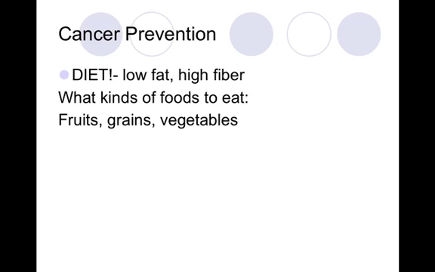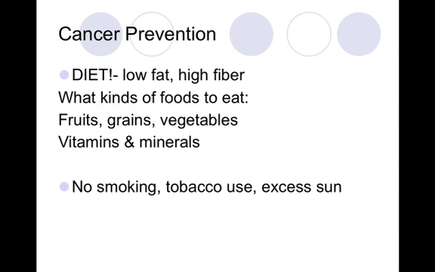Diet is very important. Low-fat, high-fiber diet, you need to know that for the test. Kinds of foods you want to eat: fruit, grains, vegetables. You want to make sure you get your vitamins and minerals, especially getting vitamins and minerals from your foods, not just from vitamin supplements. That's all very important. Also, stay away from smoking, tobacco use of any kind, and excess sun. That will all help with the prevention of cancer.